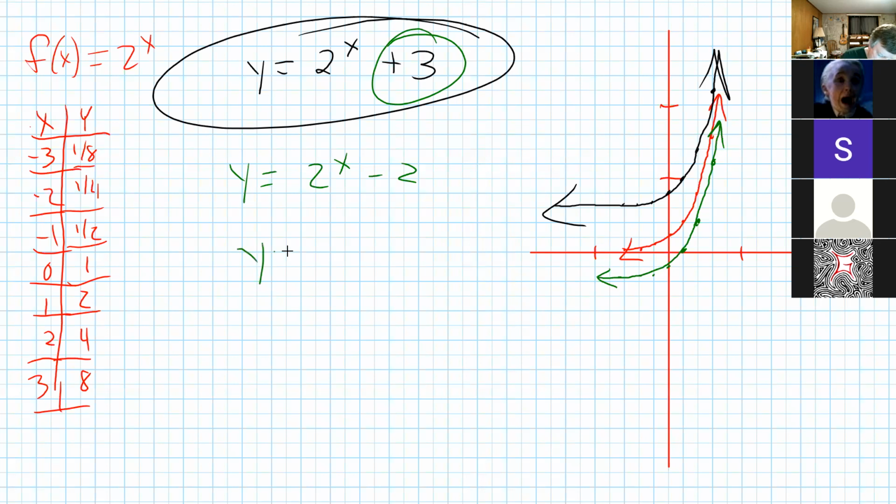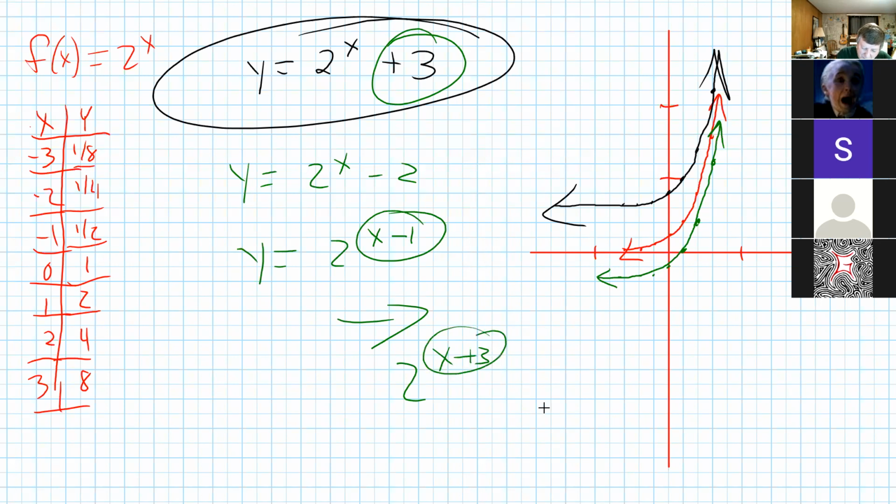What about something like this? Y equals 2 to the x minus 1, where the minus 1 is part of the exponent. Well, that's going to shift the graph that way. 2 to the x plus 3, where the 3 is part of the exponent, would shift it that way, 3 units. Again, if you go back and look at what happened with the parabolas, the same thing happens with exponentials, except outside moves it up or down, and inside the exponent moves it left or right accordingly. Okay, that's all I want to say about that at this point.